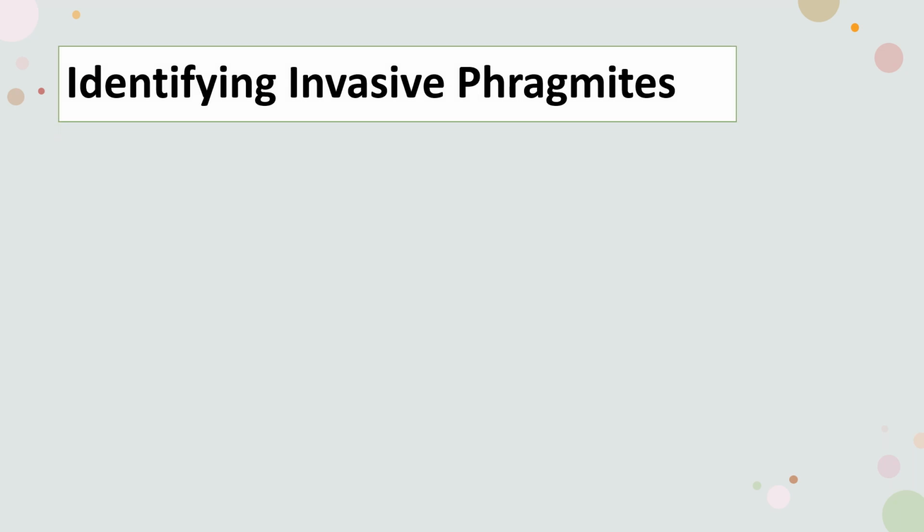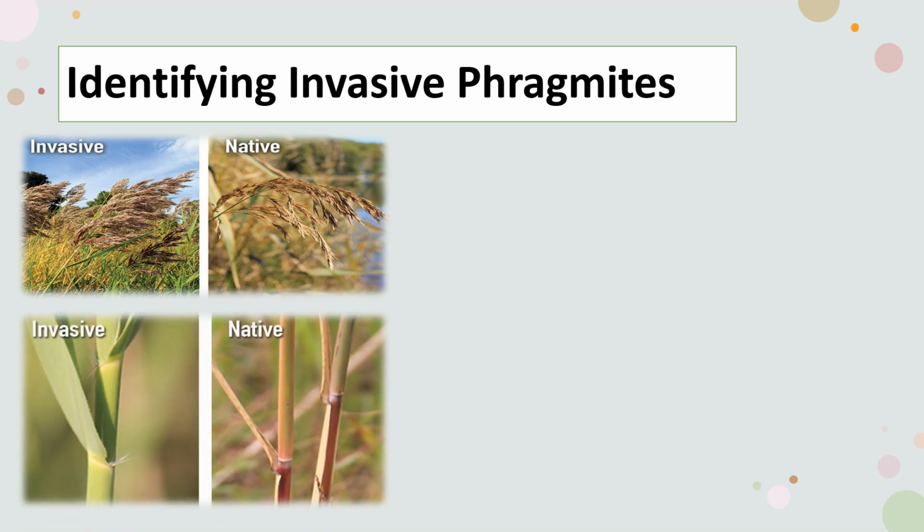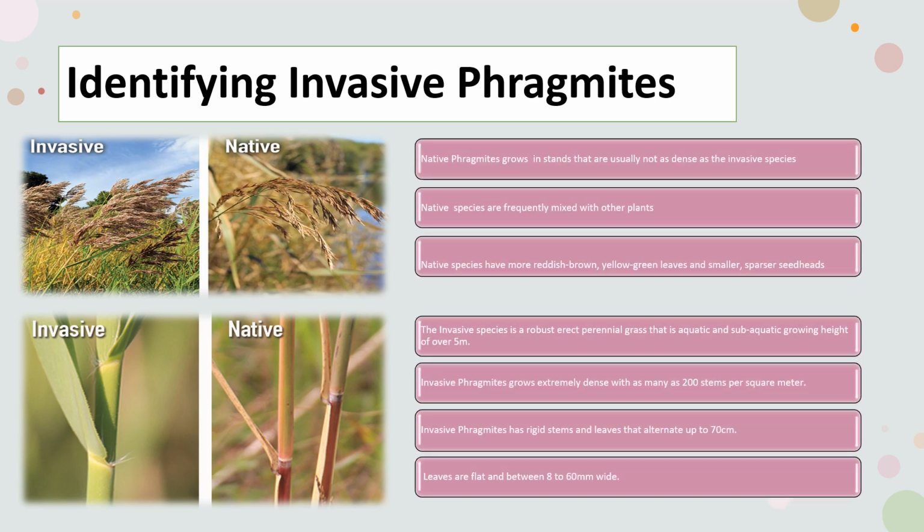Identifying invasive Phragmites. These pictures will show what the invasive Phragmites and the native Phragmites look like. The invasive one has lots of seed heads and very thick stems. Native Phragmites grows in stands that are usually not as dense as the invasive species. Native species are frequently mixed with other plants. The native species have reddish-brown stems, yellow-green leaves, and smaller, sparser seed heads.